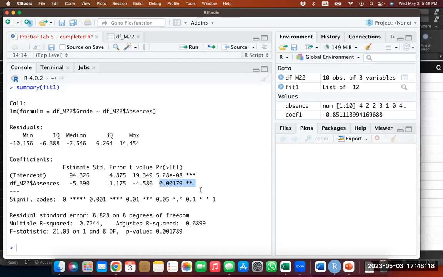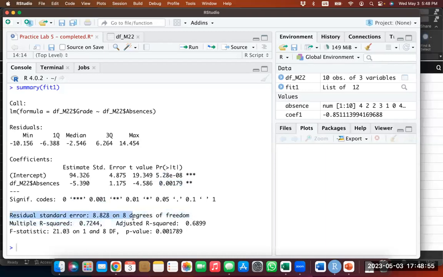I hope everybody is somewhat comfortable with those. That is basically 5.28 to the power of minus 8, which means it has essentially 8 decimals, 7 zeros in between before 5.28. So this is a very small number, indicating, according to the asterisks on the right, that this is significant on a p-value level of 0.001.